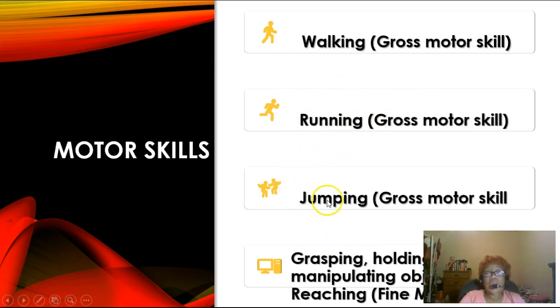Walking, running, and jumping is a gross motor skill that uses the large muscles of the body. They usually develop these large gross motor skills before they do the fine motor skills. Grasping, holding, manipulating objects, reaching, all of these are fine motor skills. Learning to hold a cup, pencil, or utensil requires mastery.